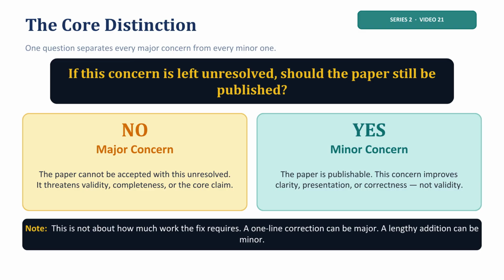The distinction between major and minor is not about how much work the fix requires. A single sentence correction can be a major concern. A substantive methodological addition can be minor if the paper is publishable without it. The question that separates them is this: if this concern is left unresolved, should the paper still be published? If the answer is no, the paper cannot be accepted with this concern unaddressed, it is a major concern. If the answer is yes, the paper is publishable and this concern improves it, it is a minor concern. That question is the framework. Everything else follows from it.